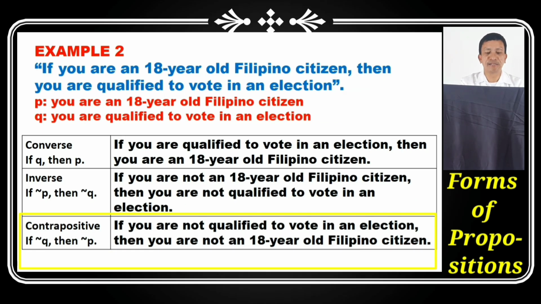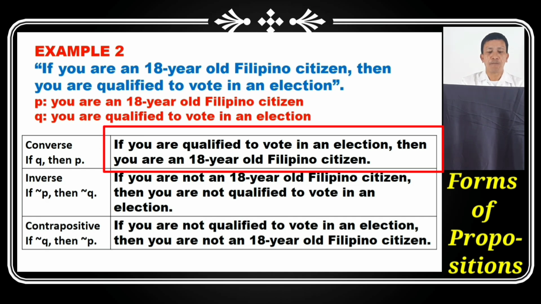Third and last example for this particular video. If you are an 18-year-old Filipino citizen, then you are qualified to vote in an election. The converse statement is, if you are qualified to vote in an election, then you are an 18-year-old Filipino citizen.